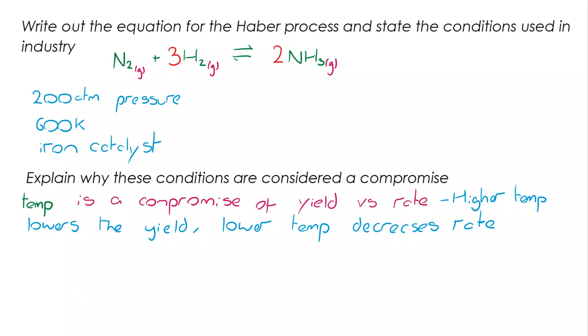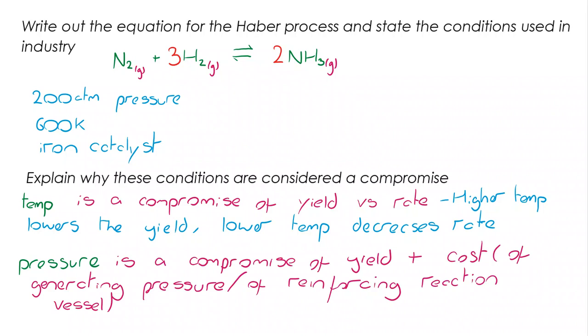In terms of pressure, that is also a compromise, because increasing pressure does increase yield. That's because there's a reduction in the number of moles, 4 to 2. But actually, we would have to generate that pressure, and it's whether the increased costs of generating those higher pressures would be enough to make the extra profits from the higher yield worthwhile.